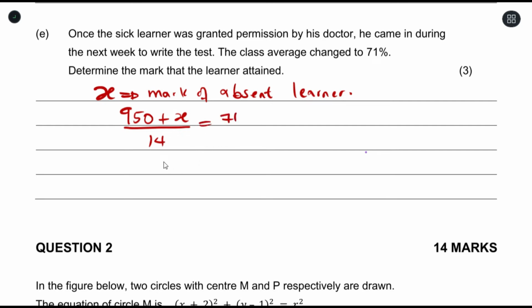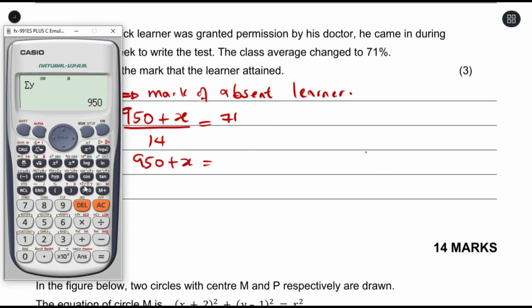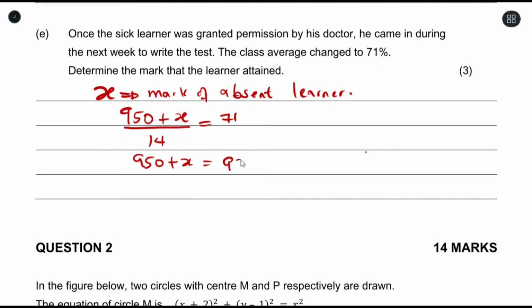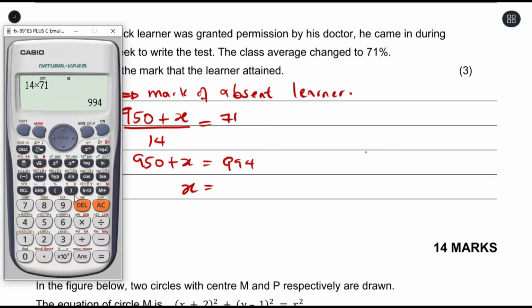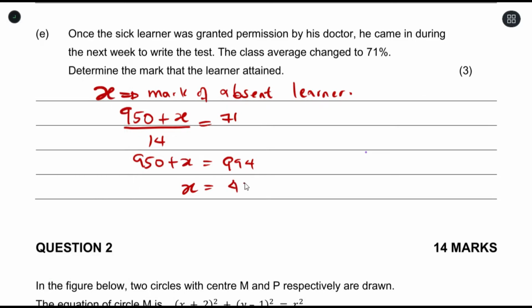So cross multiplying, we can say that 950 plus X is equal to 14 times 71, which gives you 994. So therefore, X is equal to 994 minus 950, which is 44%. So the 14th learner should have an average of 44%. That's it.